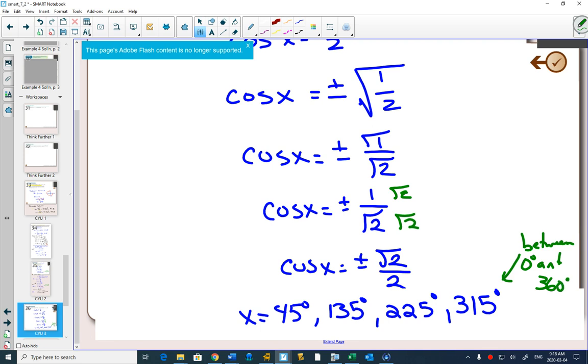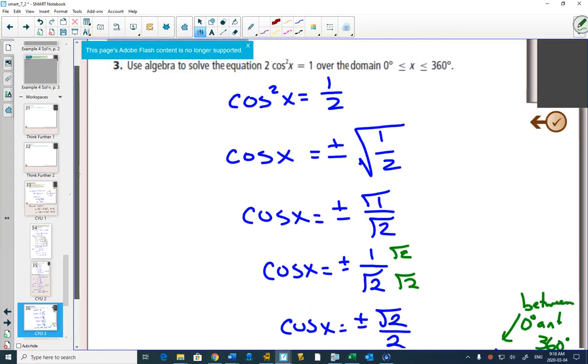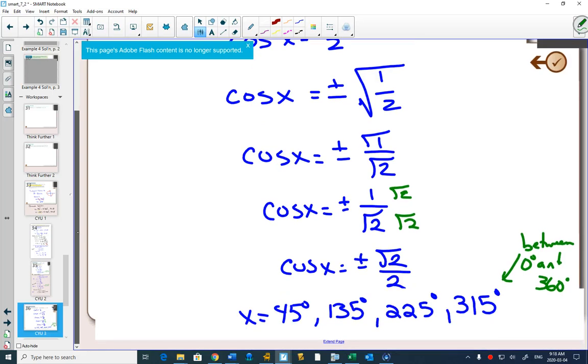I always have to, at this moment, recognize that I did that and read my question again and check and be very happy at this moment that the domain is between 0 and 360. So I don't have to change anything. All my answers are fine.